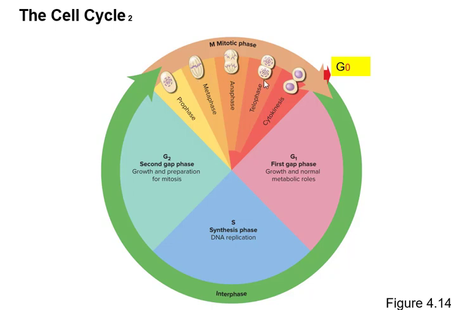Now, if you make it through all of this, G1, S, G2, and all of this, you get to telophase, and you do not complete cytokinesis, what you're going to end up with is one cell that has two nuclei. And that won't work. So what you've done is you've made a cancerous cell. So you're going to have to destroy that cell. So cytokinesis is extremely important.